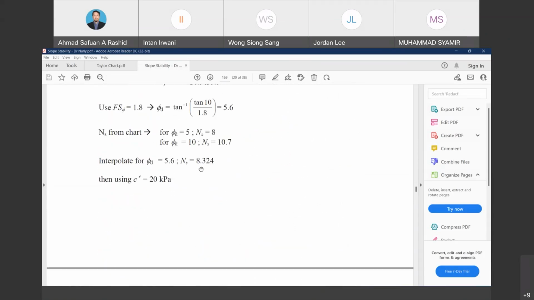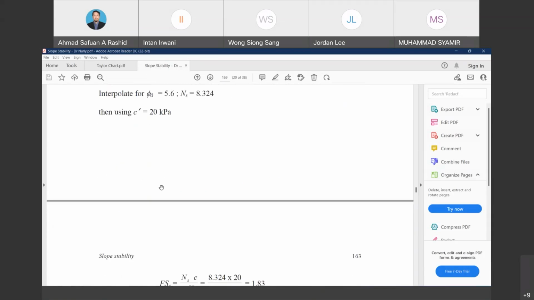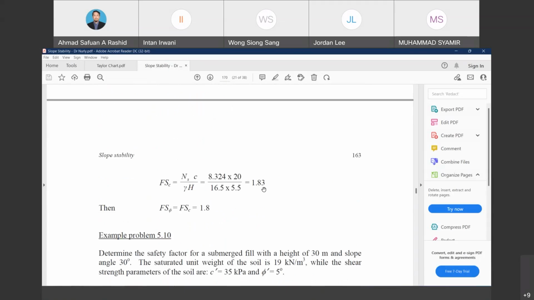So then Ns is equal to 8.324. By using C equal to 20, they obtain the factor of safety equal to 1.83. This means that the factor of safety of phi is equal to the factor of safety of C, which is 1.8.